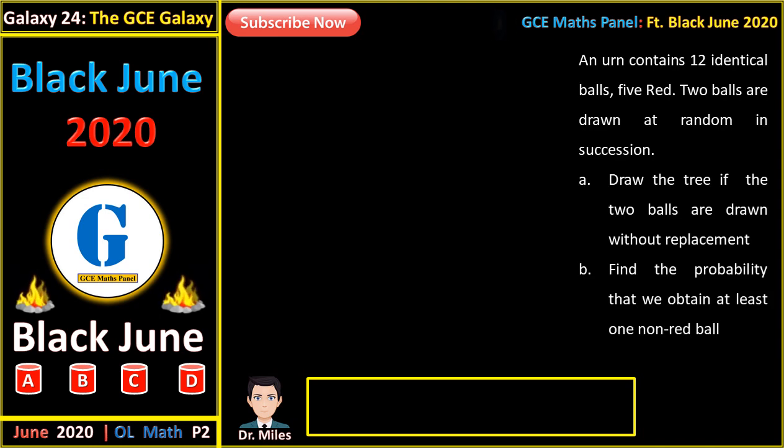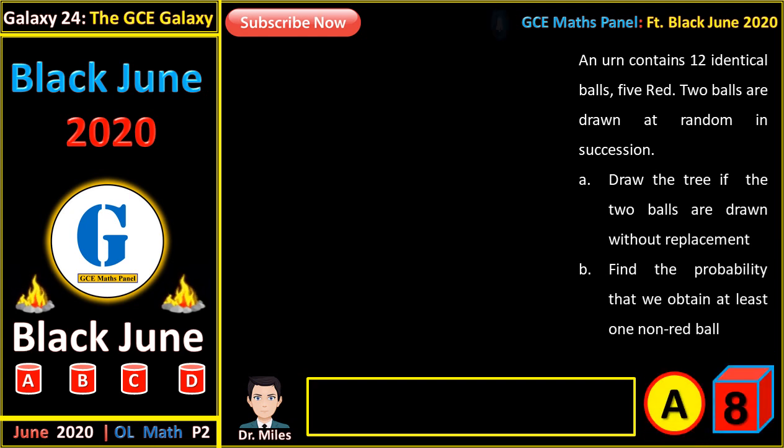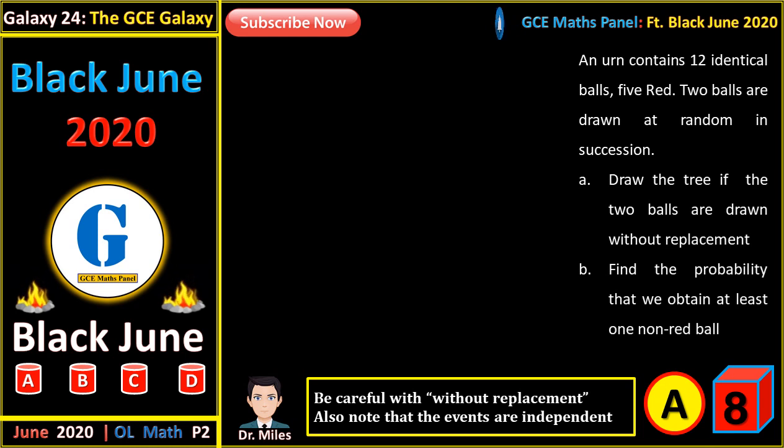An urn, like a bag or any other thing that you can use, contains 12 identical balls, 5 red. 2 balls are drawn at random in succession. Draw the tree if the 2 balls are drawn without replacement. Find the probability that you obtain at least one non-red ball. Be careful with the words without replacement. This means when you draw a ball, you don't put it back into the urn before doing the next draw, since the draws are done in succession, and these events are equally independent events.